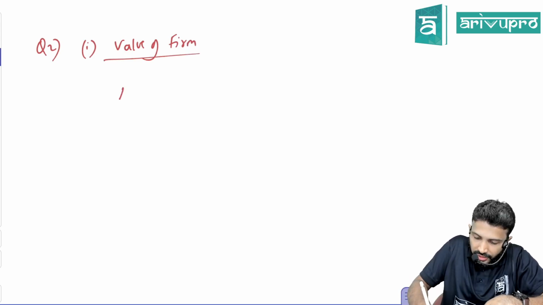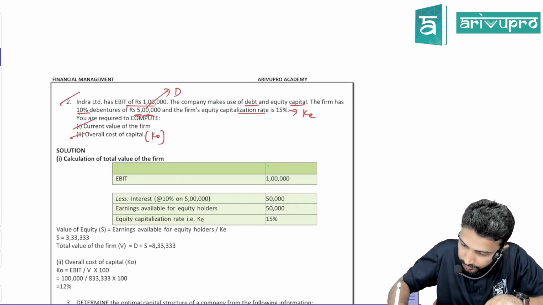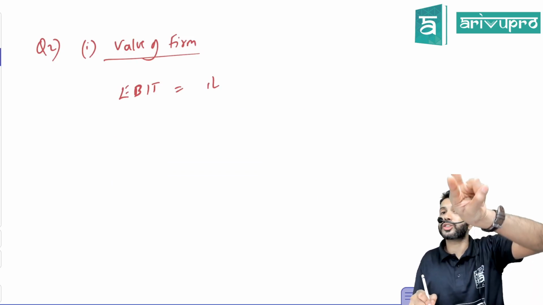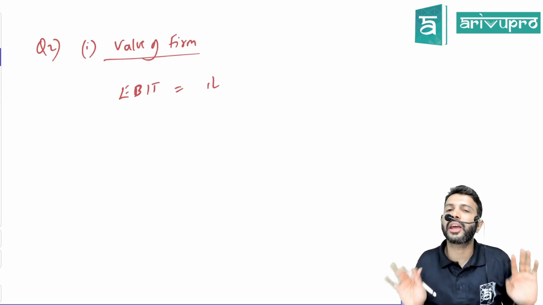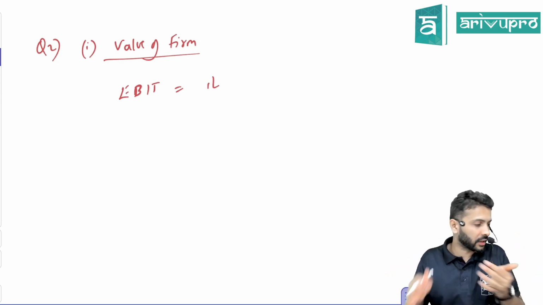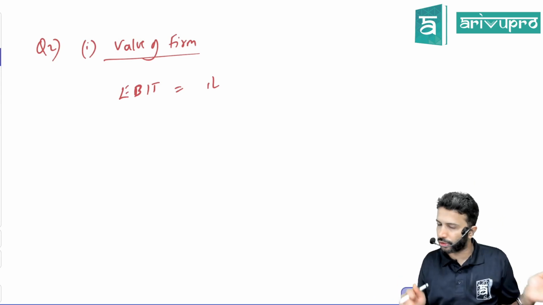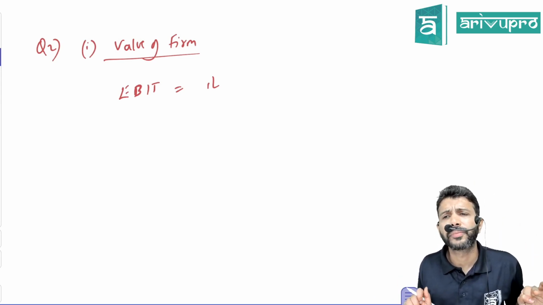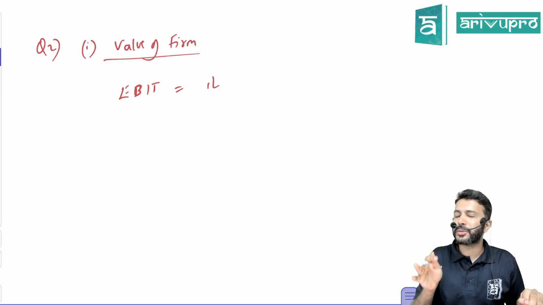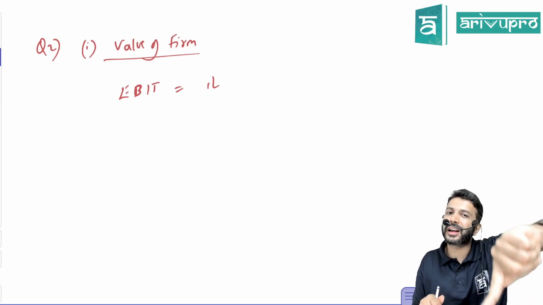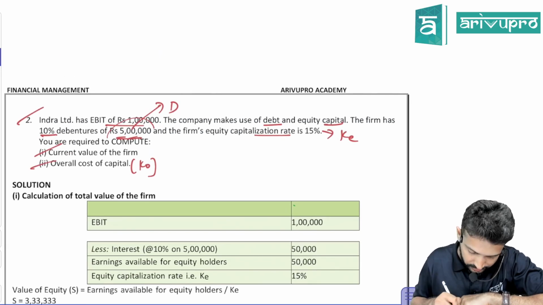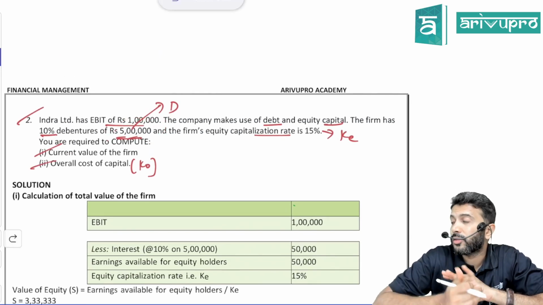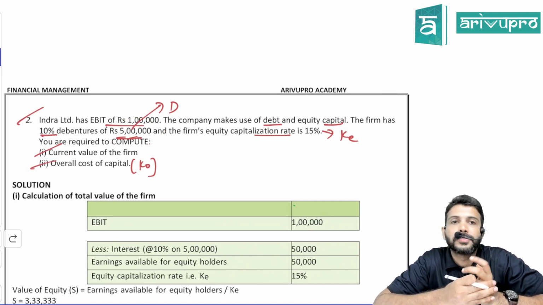What is given in the question? EBIT is 1 lakh. There are two ways to get value of the firm. One is EBIT divided by KO. Have they given KO? If they had, we could have used it directly, but that is not there. Another way is V equal to market value of equity plus market value of debt. Market value of debt you already know, given, which is 5 lakh. Market value of equity, can we find out?